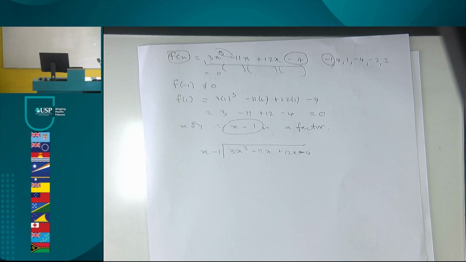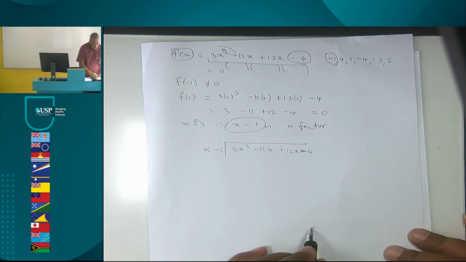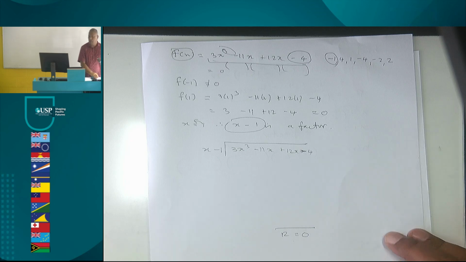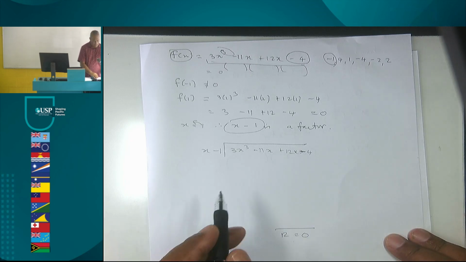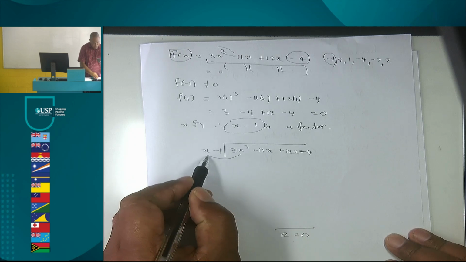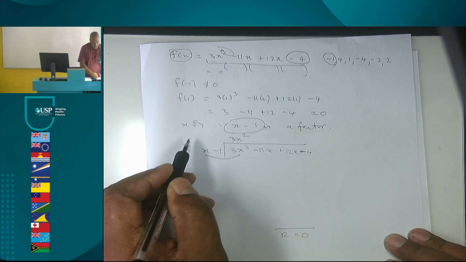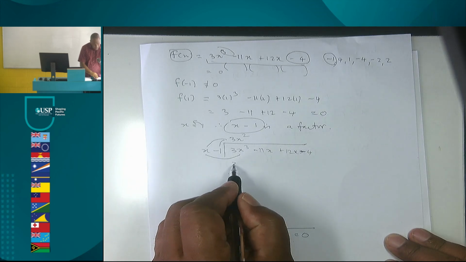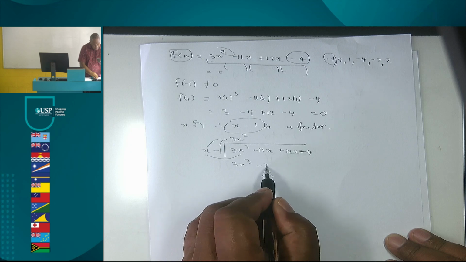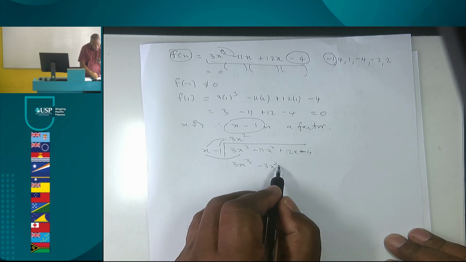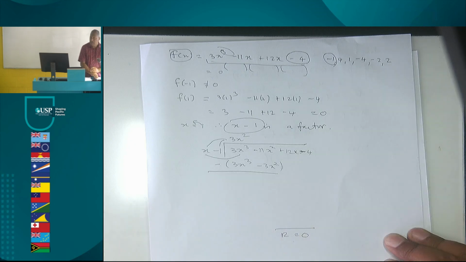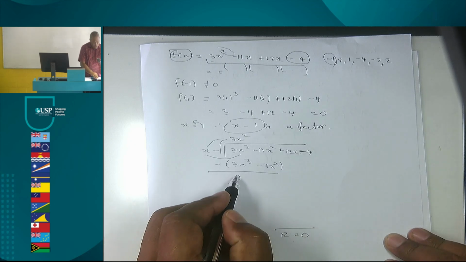I need the quotient. Well, I know that the remainder should be 0. 3x cubed divided by x gives me 3x squared, and I multiply it to both. Subtract them. This will give me 0.